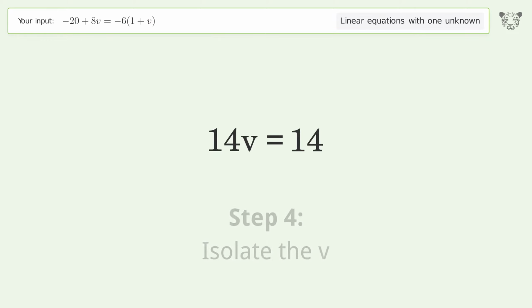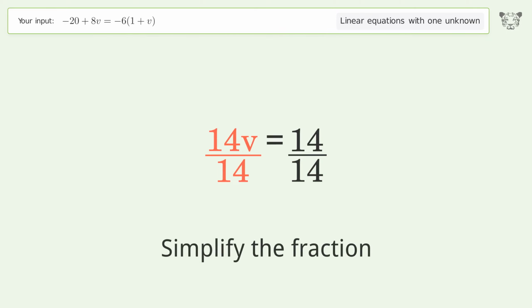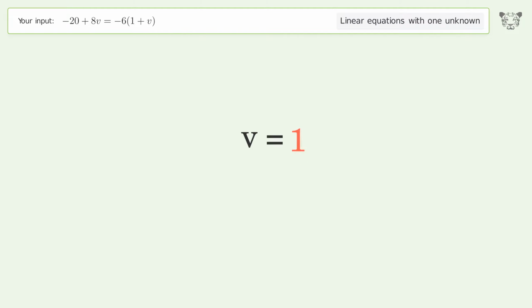Isolate the v. Divide both sides by 14. Simplify the fraction. And so the final result is v equals 1.